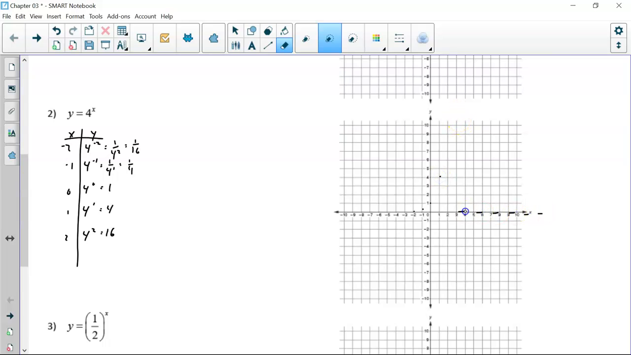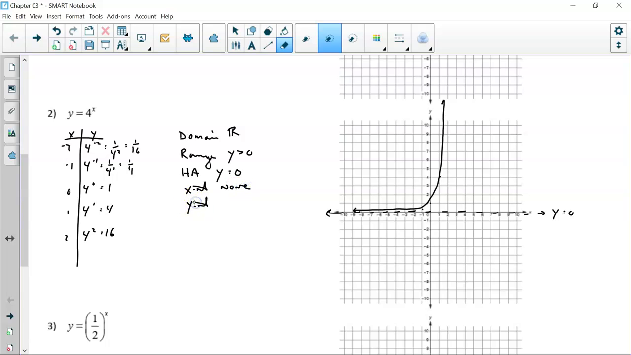Once again, we have a horizontal asymptote. These exponential functions have horizontal asymptotes. This one's at y equals 0. When you draw your graph, don't cross that asymptote, and it grows very fast once you get past that. So our domain, we can use any input we want to. It's all real numbers. Our range, y is greater than 0. Our horizontal asymptote, HA for short, is at y equals 0. Our x-intercept, this one doesn't have any. It never crosses the x-axis. And our y-intercept is at (0, 1).